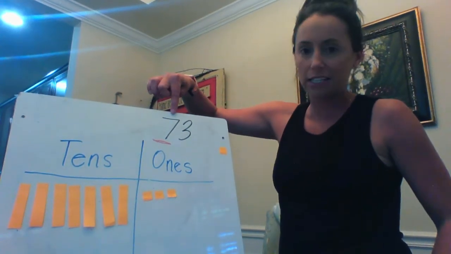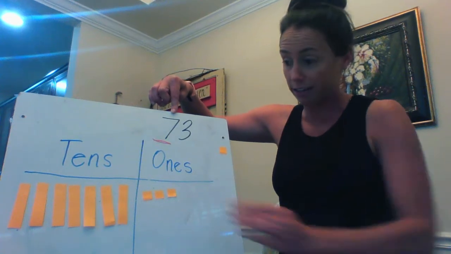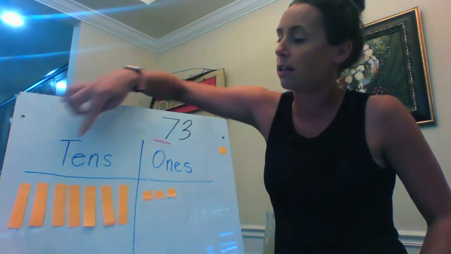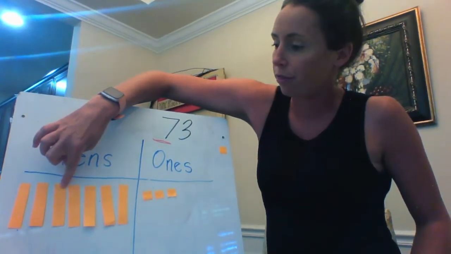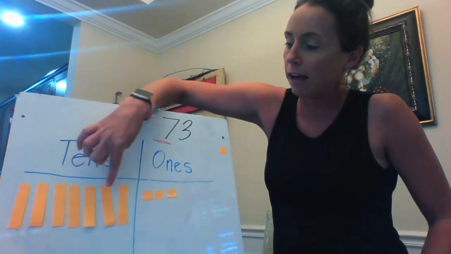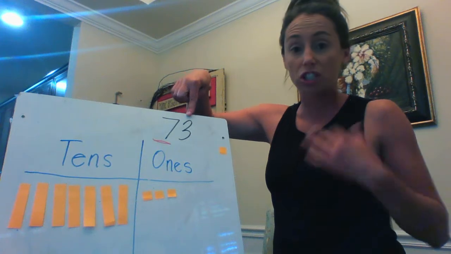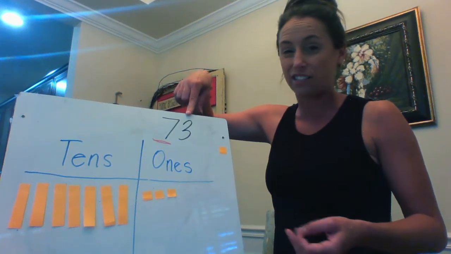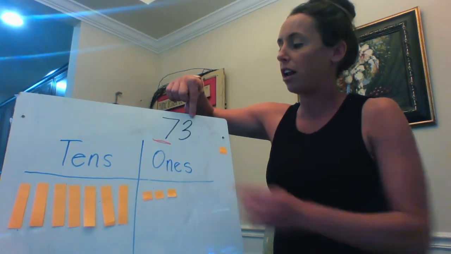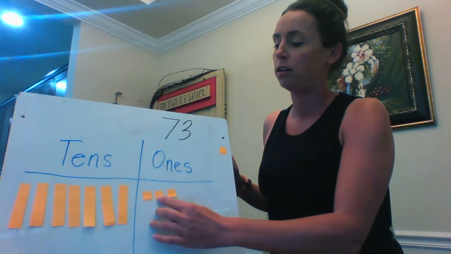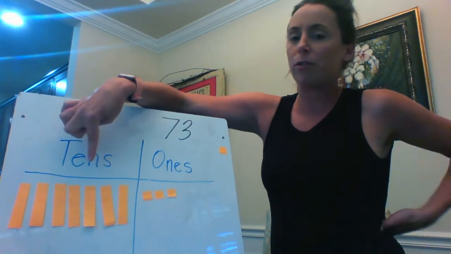So I should have how many tens? I should have 7 tens. Remember, my tens are the long rods. 1, 2, 3, 4, 5, 6, 7. That is correct. And how many ones do I need? I'm just checking my work to make sure I have it correct. It's very important to check your work. I should have 3 ones. 1, 2, 3.